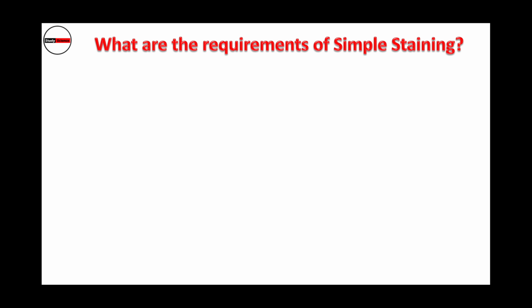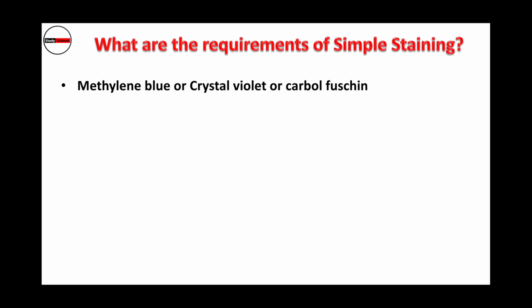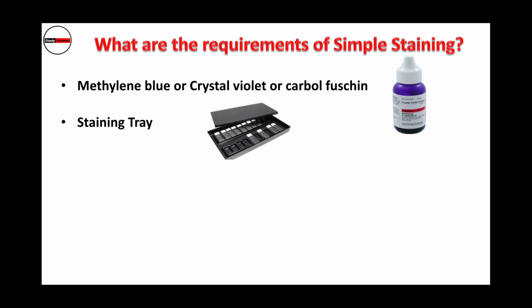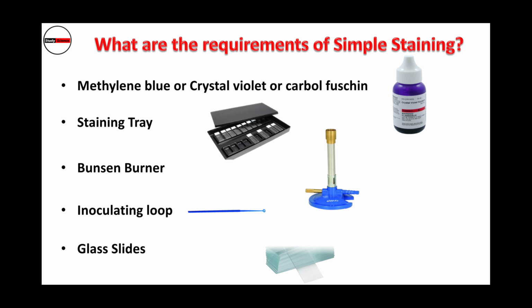What are the requirements of simple staining? Methylene blue or crystal violet or carbol fuchsin, a staining tray, a Bunsen burner, an inoculating loop, glass slides, and of course, apart from this, we need a microscope. Without a microscope, we cannot see microorganisms.